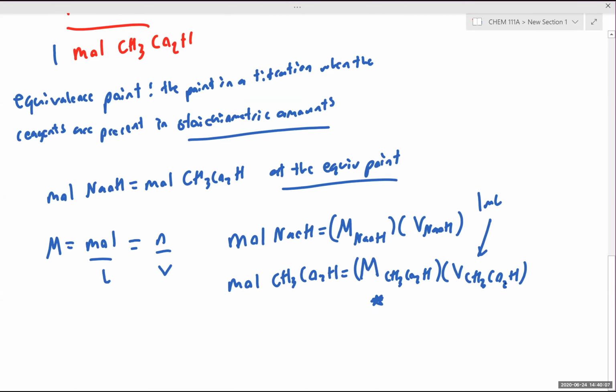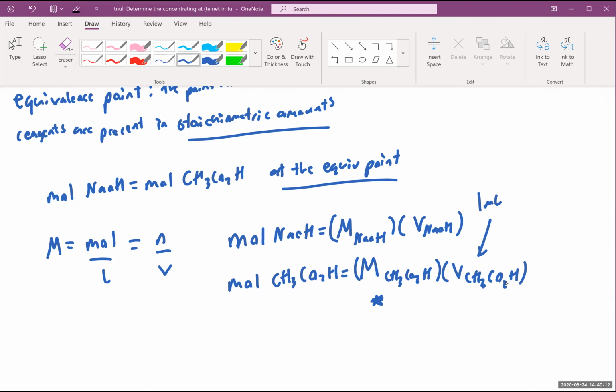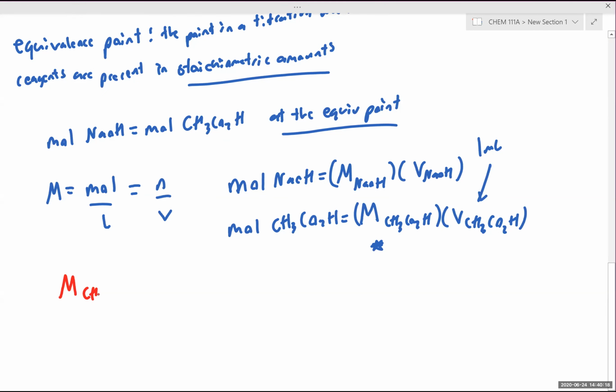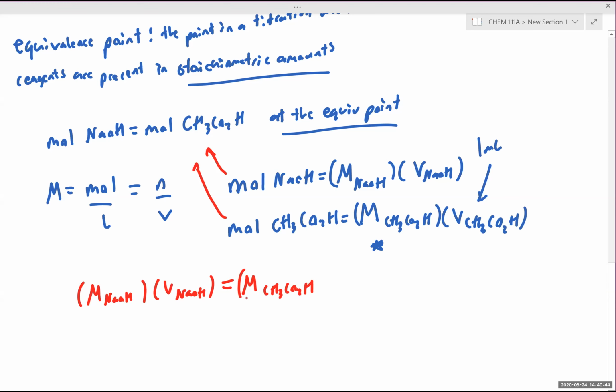Okay, so now from this idea, we can very clearly solve this equation and show that the molarity of acetic acid is equal to the moles of acetic acid. Well, let me rewrite this. So plugging in these mole expressions, we can see that the molarity of sodium hydroxide times the volume of sodium hydroxide is equal to the molarity of acetic acid times the volume of acetic acid.